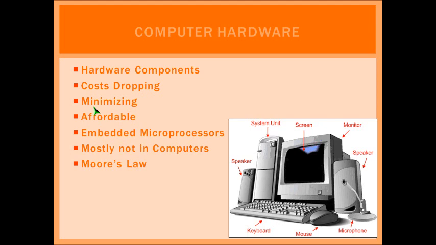Mostly microprocessors are, however, not embedded in computers. We see them more often in things like dishwashers or ovens, or in cars. They get embedded into other things because they add functionality.